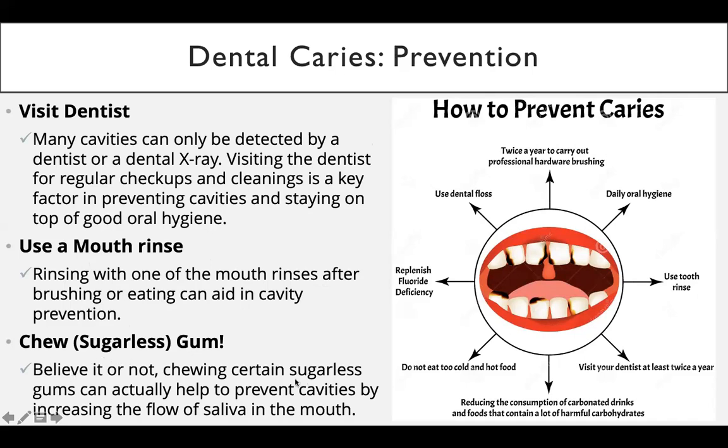Believe it or not, chewing certain sugarless gums can actually help to prevent cavities by increasing the flow of saliva in the mouth, because saliva protects against cavities. Gums create more saliva, and vice versa. They help to prevent caries.